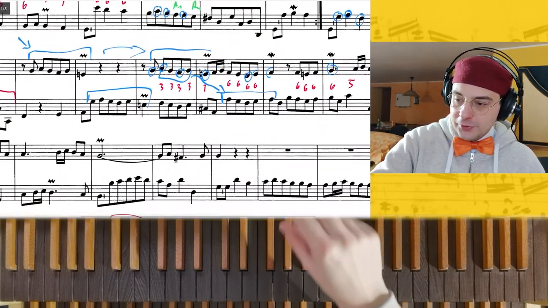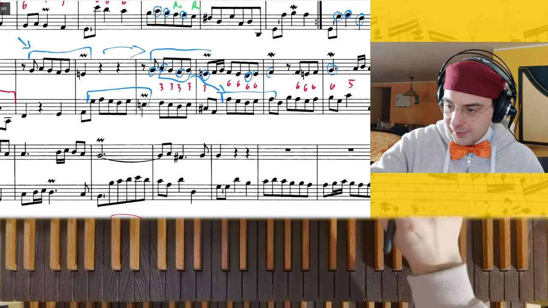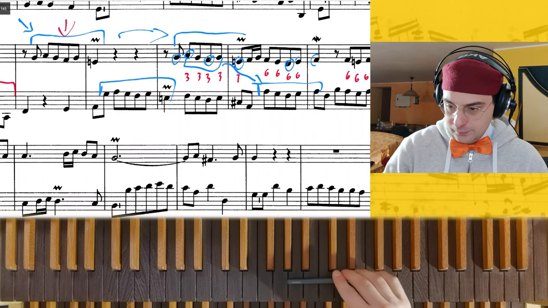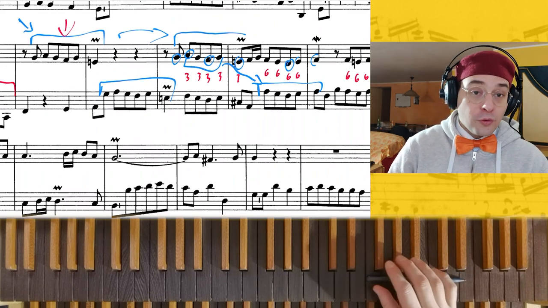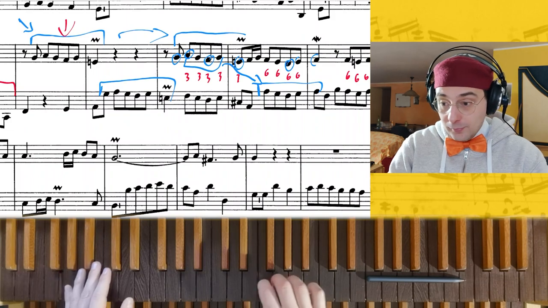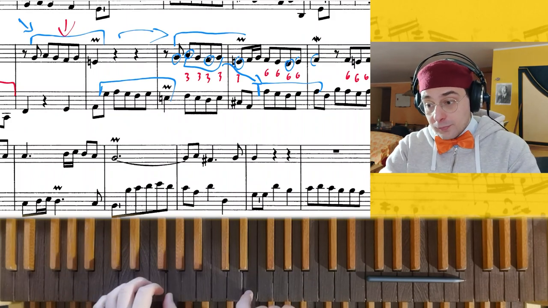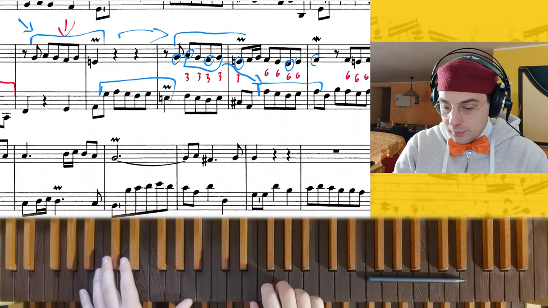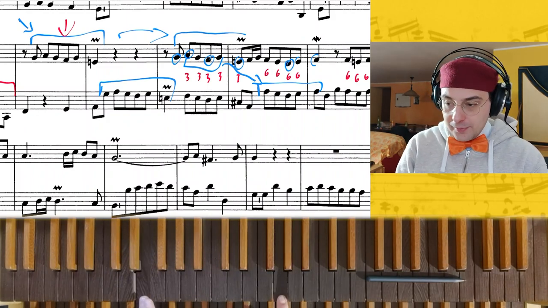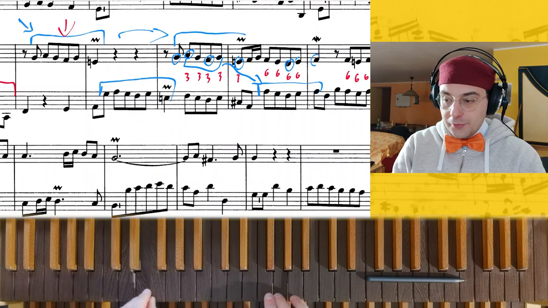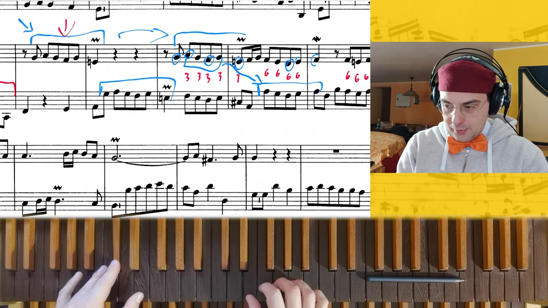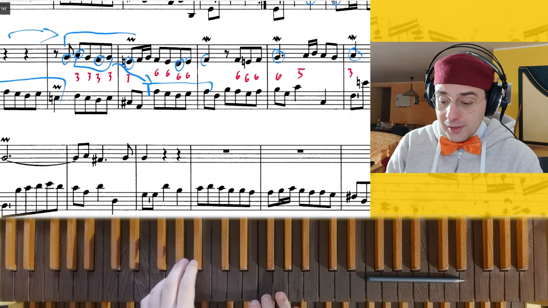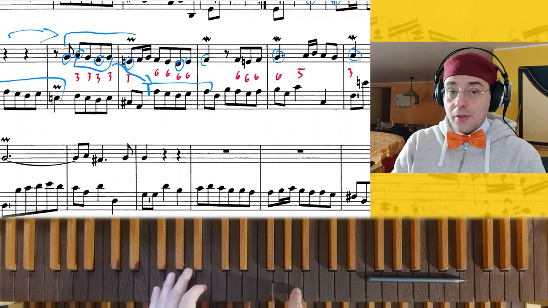let's individuate the structure of this passage. So we have the entry of the chorale in this point, the fourth entry. Then, so it is like if we have 3, 3, 3, 3, okay, then 6, 6, 6, 6, 5, 3.